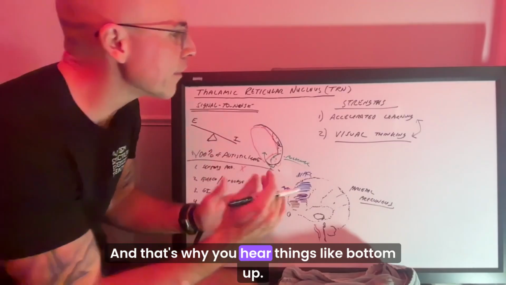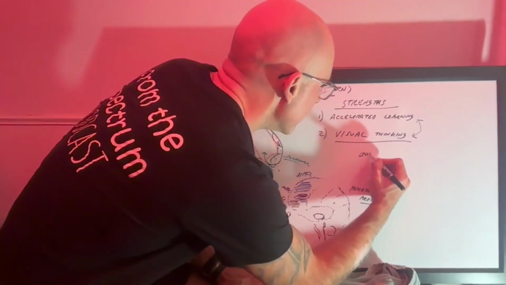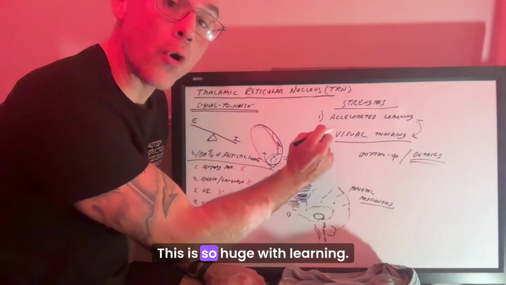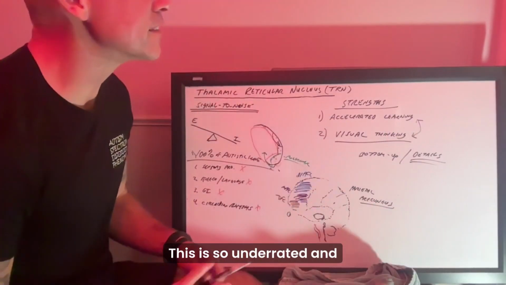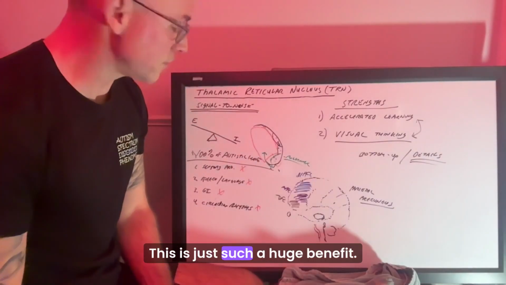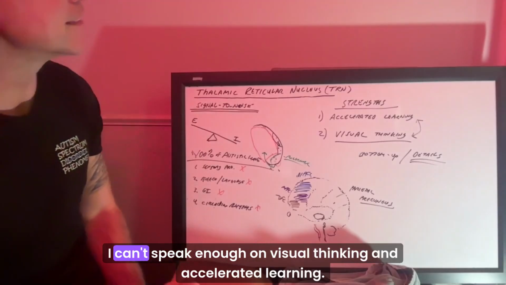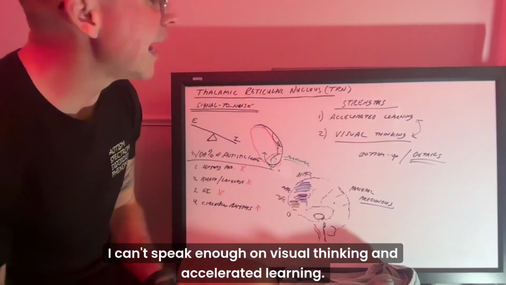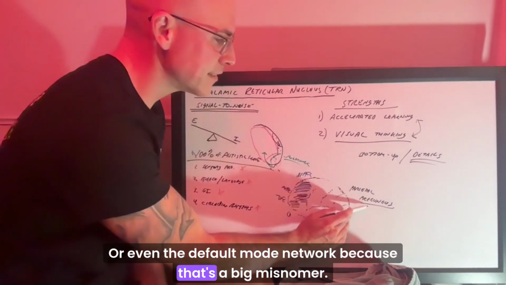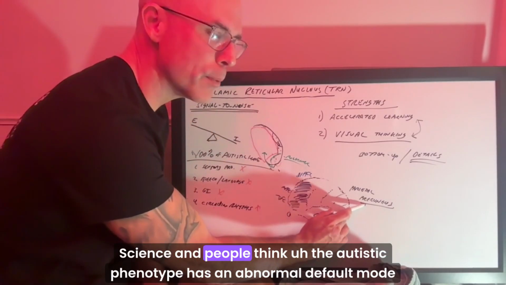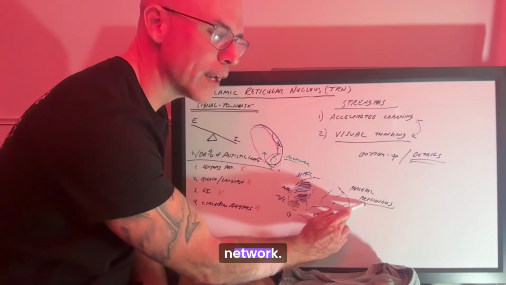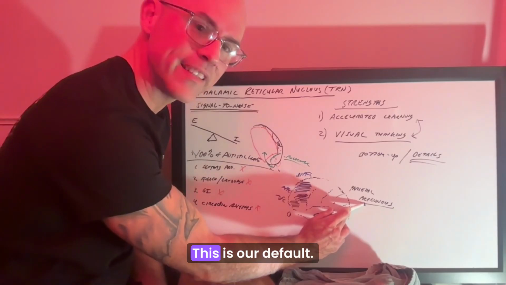And that's why you hear of things like bottom up or details first. This is so huge with learning. This is so underrated, and this is a big benefit. I can't speak enough on visual thinking and accelerated learning, or even the default mode network, because that's a big misnomer. Science and people think the autistic phenotype has an abnormal default mode network. No, this is our default.